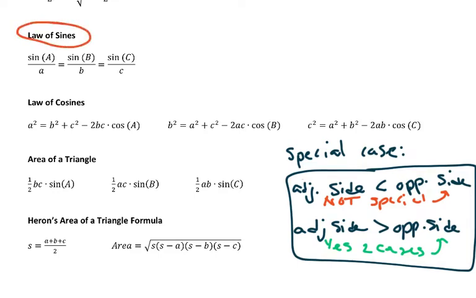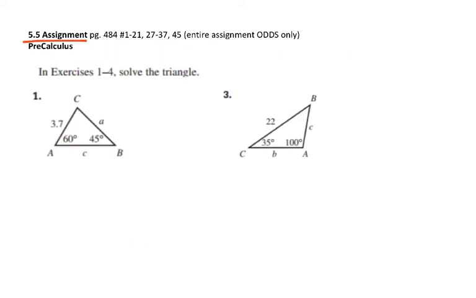I also took the time to write down our special case, that idea of if there are two triangles to solve, it's because the adjacent side to the angle given is greater than the opposite side to the angle given, versus if it's less than, then it's just one triangle. So we've got our law of sines that sets up our proportions.